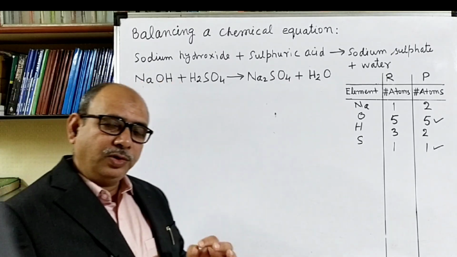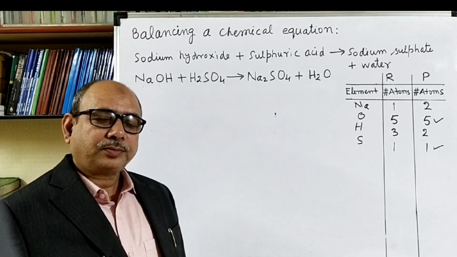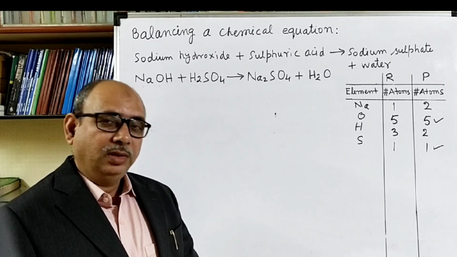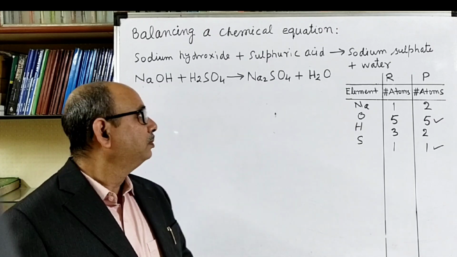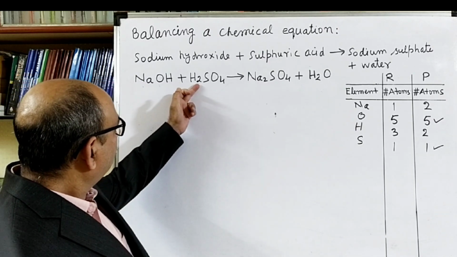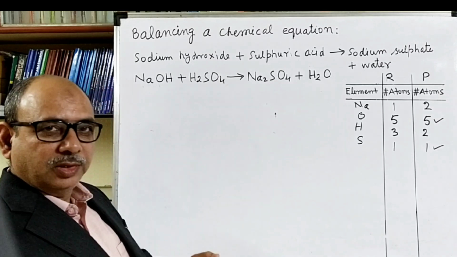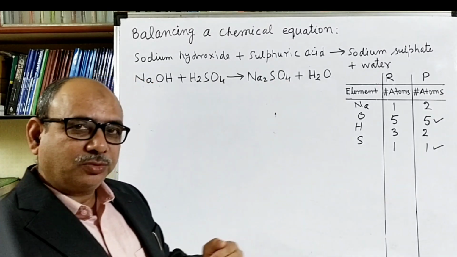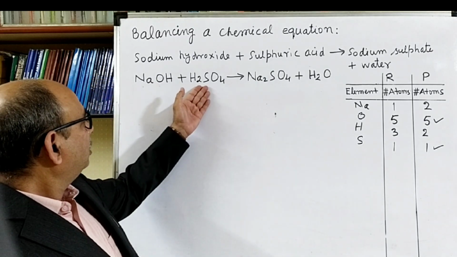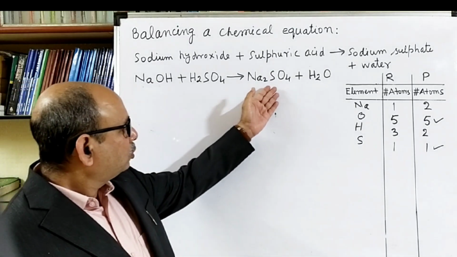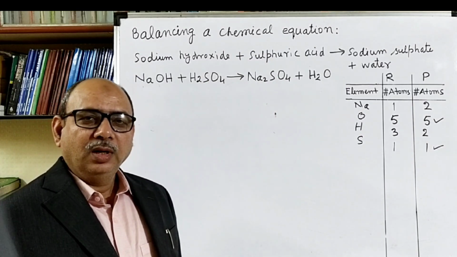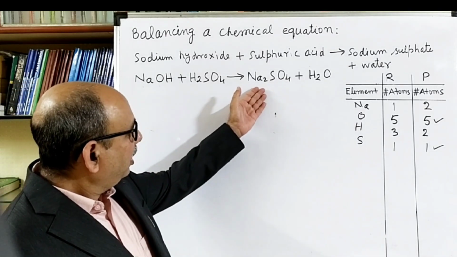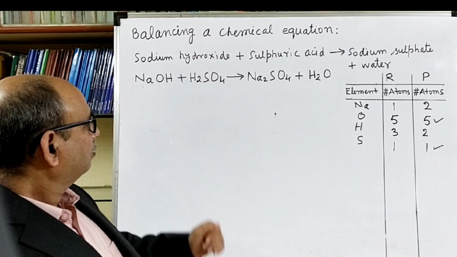For this, first we need to find out the compound which contains the maximum number of atoms. Here we see there are 2, 1, 3, 3, 4, 7. 7 atoms. The maximum number of atoms are either in the sulfuric acid or sodium sulfate. Let me try to balance by considering the Na2SO4.